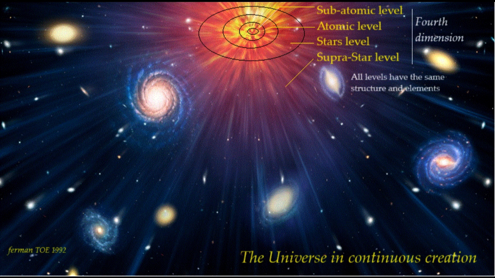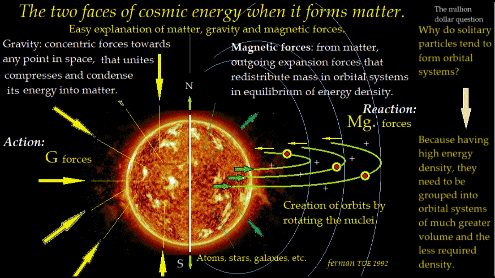Gravity is cosmic energy when it acts in a concentric direction on any point in space. Therefore, gravity is a form of manifestation of cosmic energy, but exclusively in a concentric form. Mechanics of orbital systems formation.